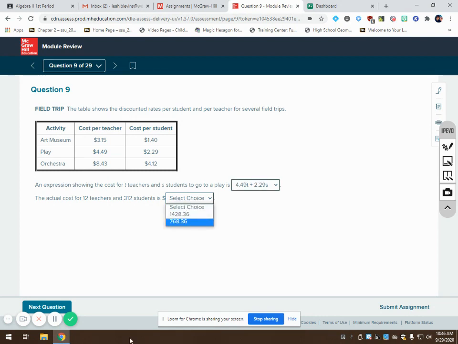What would that total be for 12 teachers and 312 students? Well, $4.49 times 12 plus $2.29 times 312 gives me a total of $768.36.